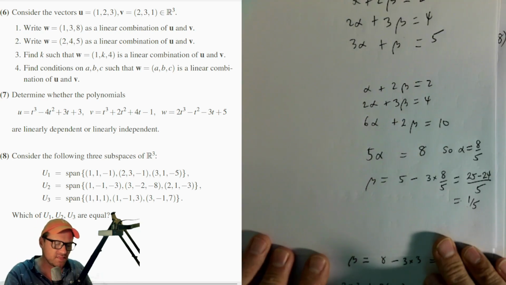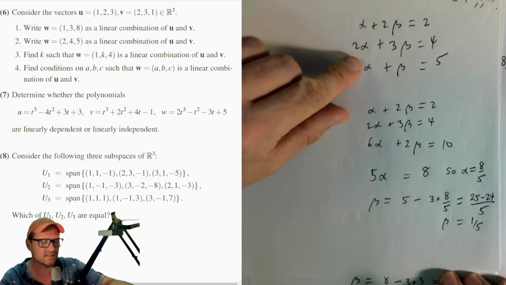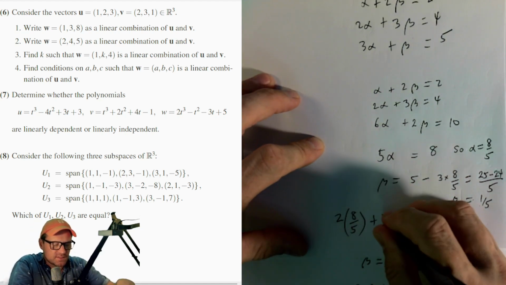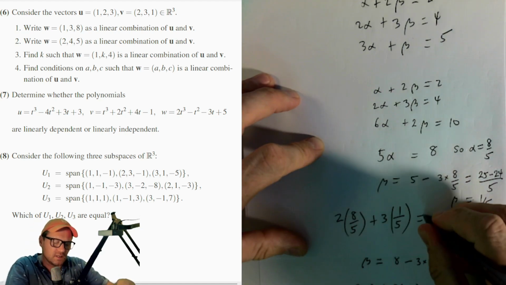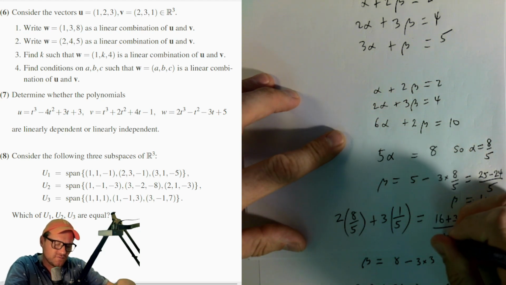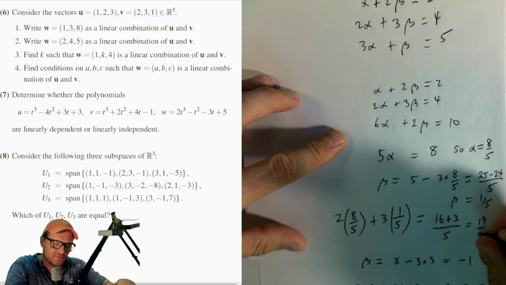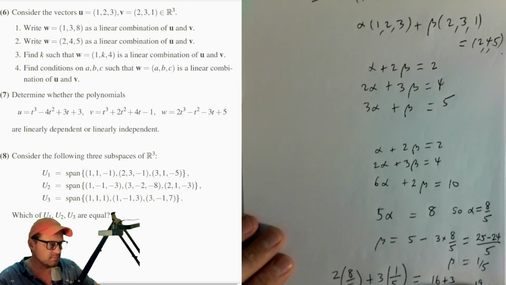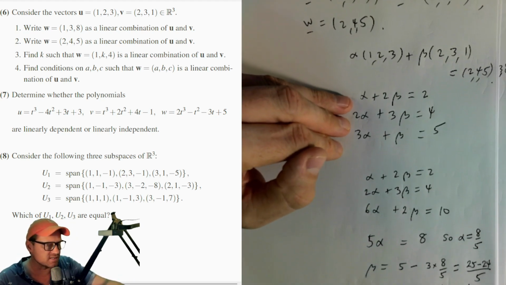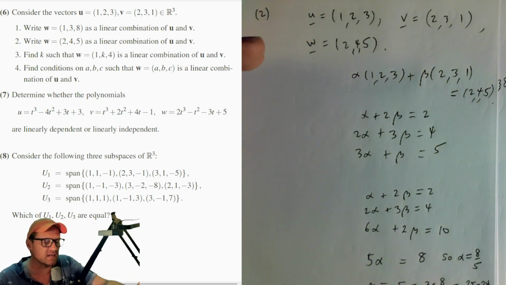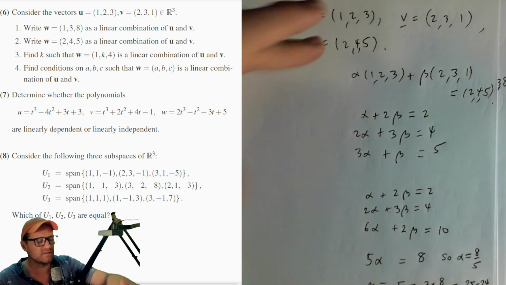Okay, so given those two, is this consistent with the second equation? 2 times 8/5 plus 3 times 1/5 is equal to 16 plus 3 all over 5, which is 19 over 5. This is not equal to 4. So we see then that the system of equations is not consistent, and so there are no real numbers alpha and beta such that the linear combination of U and V gives W.